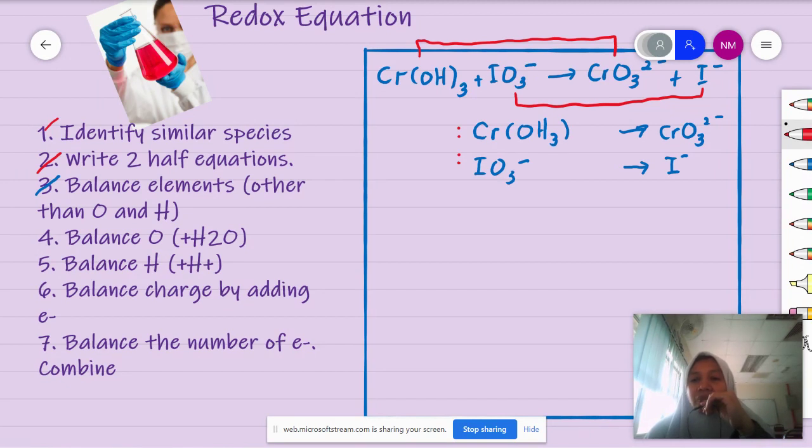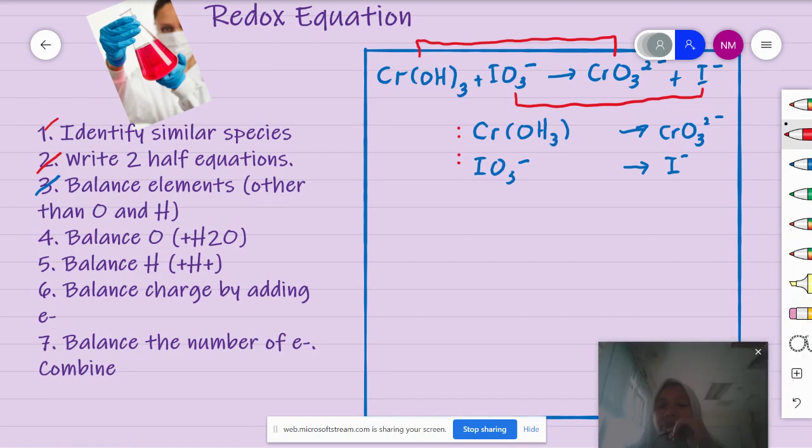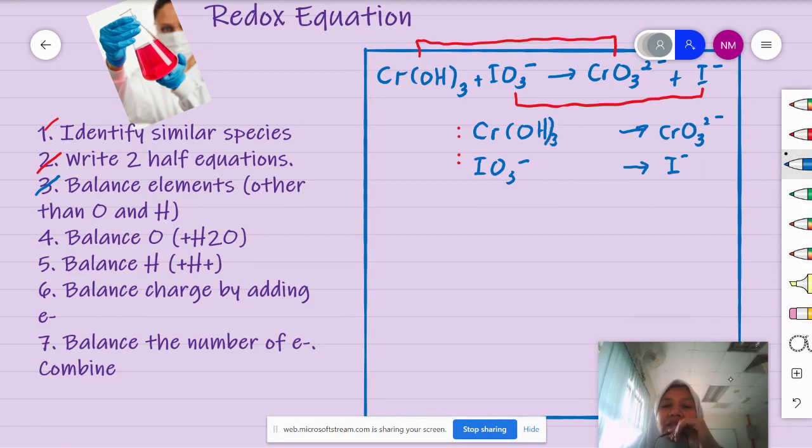Oh, sorry, I made a mistake here. The bracket is supposed to be here. Sorry. Now, in the first half equation, the element other than oxygen and hydrogen is chromium, Cr. Refer to my pointer, Cr. And in the product, we also have Cr. 1 and 1, that means it is balanced. Perfectly balanced.